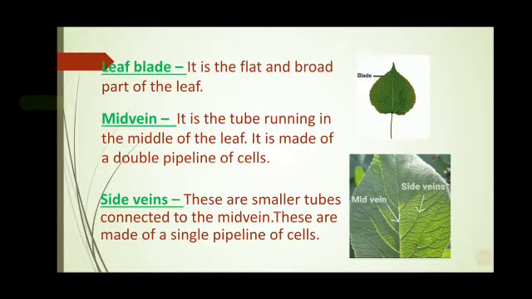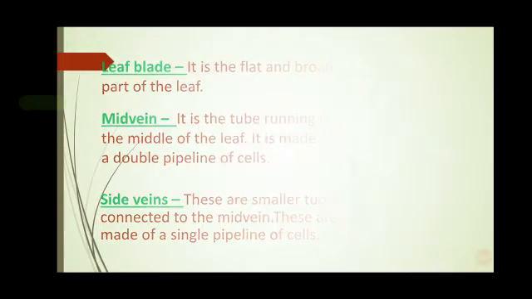So let's see what is our next part, which is side veins. These are smaller tubes connected to the midvein. These are made of single pipeline of cells. As you can see in the picture also, the side veins are connected to the middle vein or midvein, and they are smaller tubes and they are made up of single pipeline of cells.